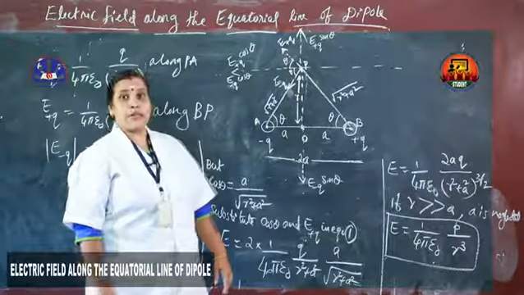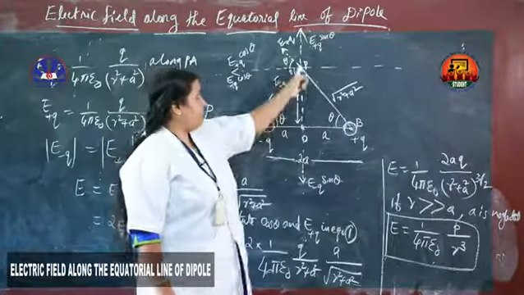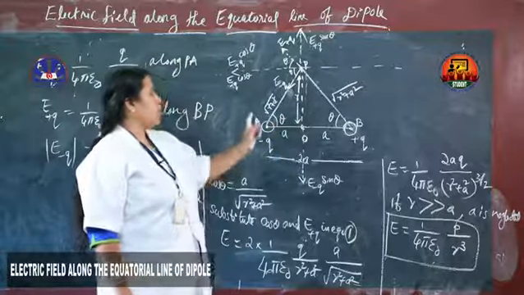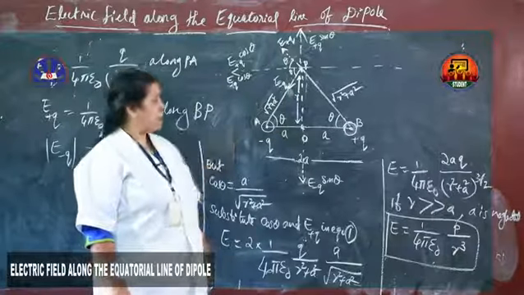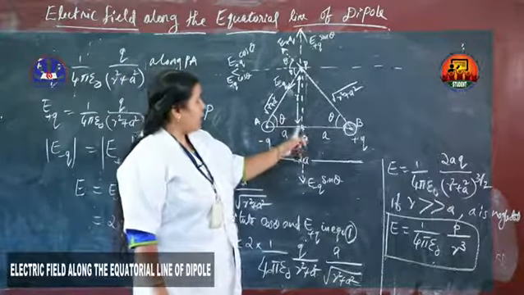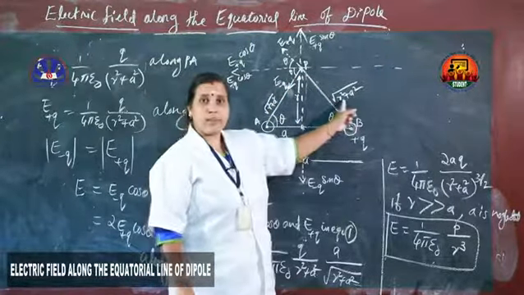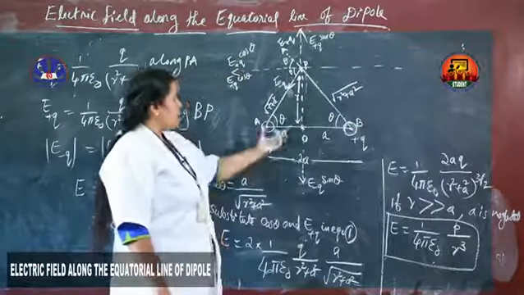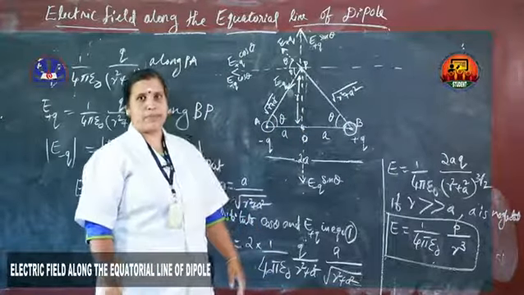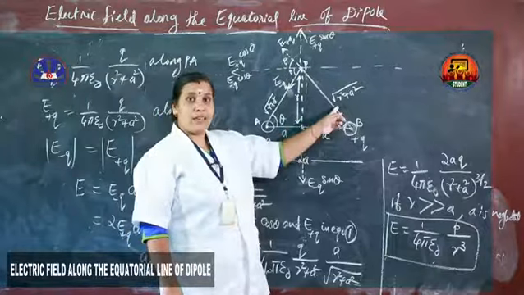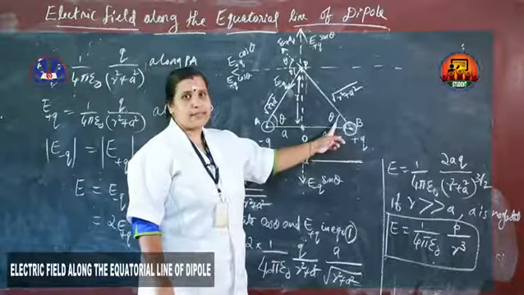Now by using Pythagoras theorem, by taking the triangle APO, we can find the distance AP as root of r square plus a square. In the same way, from the triangle OPB, we can calculate the distance PB as root of r square plus a square. That means this is an isosceles triangle with both sides equal. If the sides are equal, their opposite angles are also equal, so I can mark both the angles as theta.